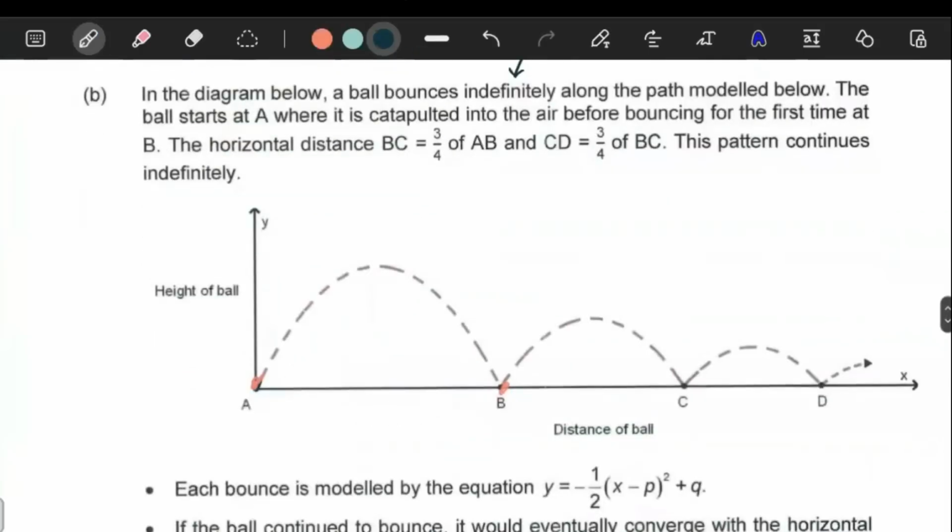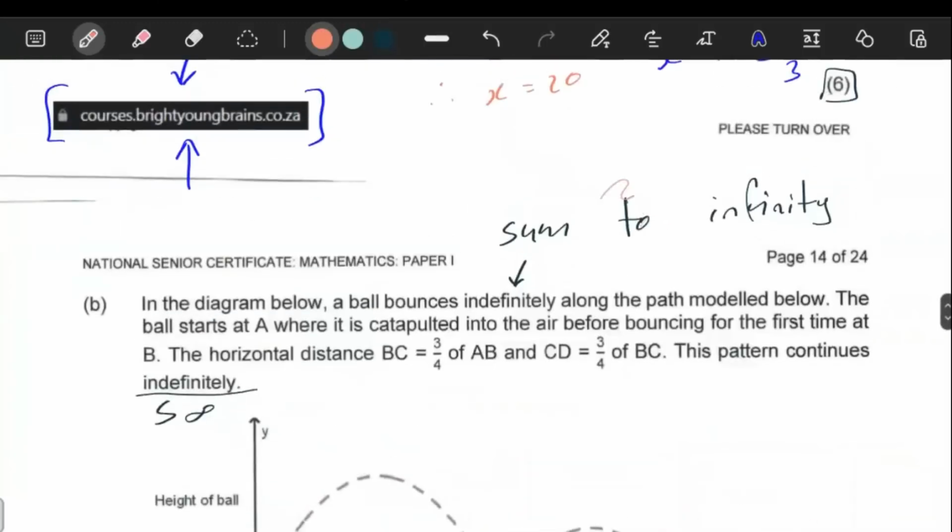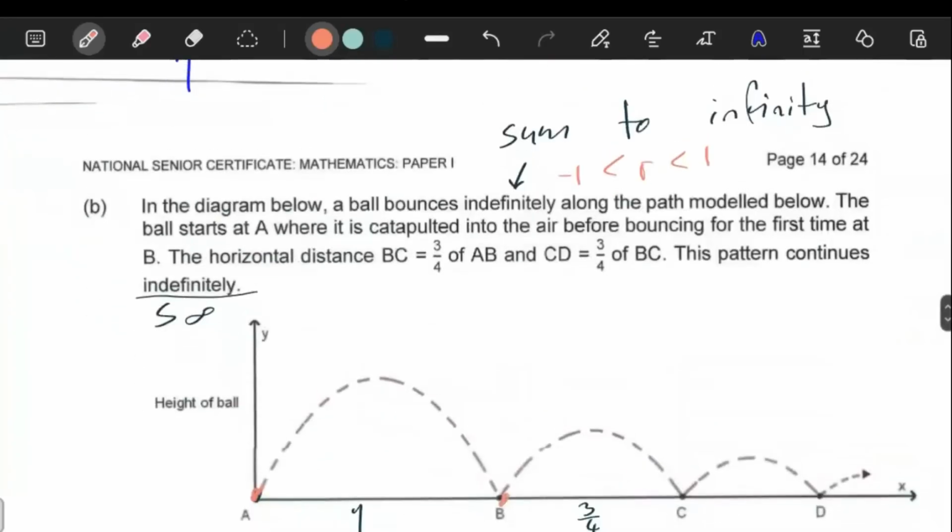Okay, so if this distance is like 1, this distance here is like 3/4. You see, 3/4 of the previous one, and then 3/4 of 3/4 is what you have over here, and then going on and on and on, as they have suggested here. You see, CD is 3/4 of the previous one, and then it says this pattern continues indefinitely. So if they're also saying it continues indefinitely, what you also need to know is you have a geometric series where the value of r is between -1 and 1.